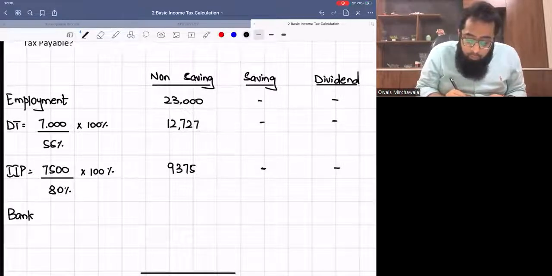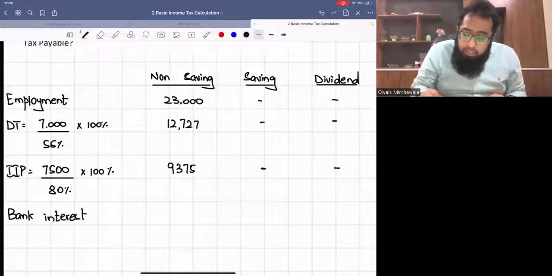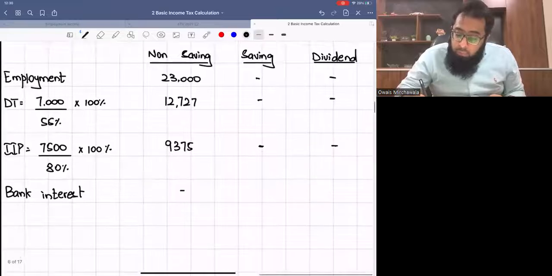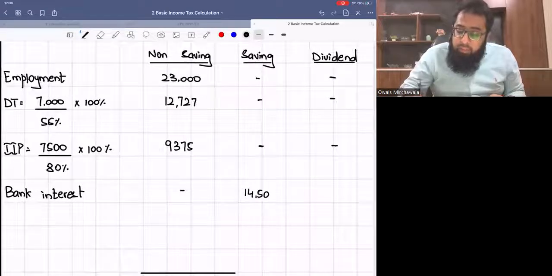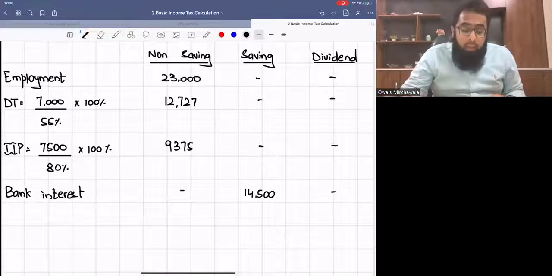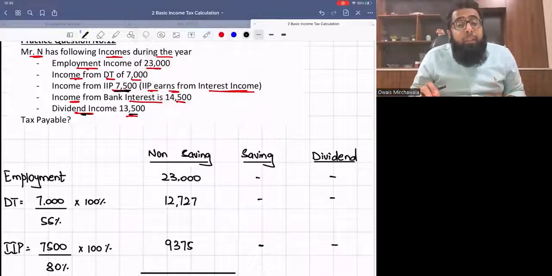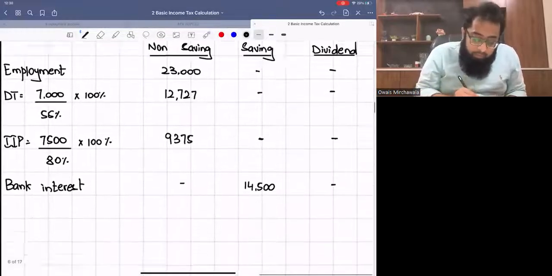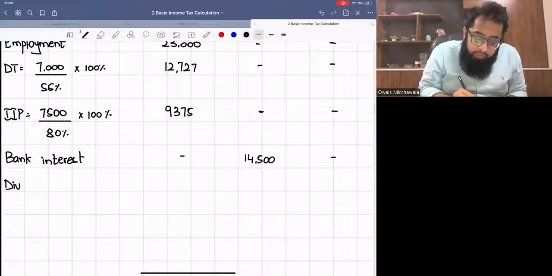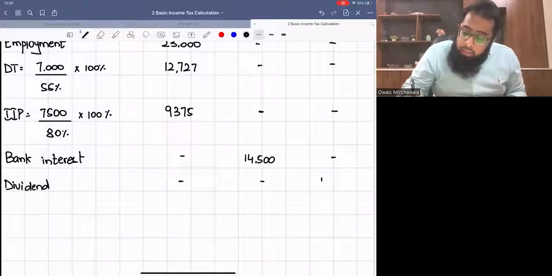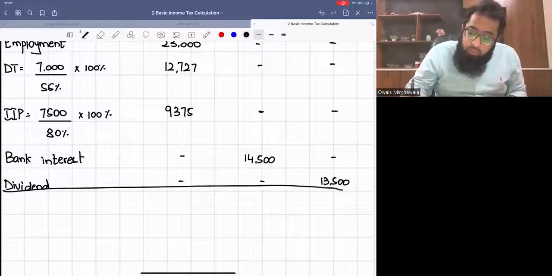Then we have bank interest. There is no withholding tax on bank interest. And bank interest will go in head of saving income. Its amount is 14,500. And the last one is dividend income, 13,500. Dividend will go in head of dividend, 13,500. Have some patience and listen to me carefully.